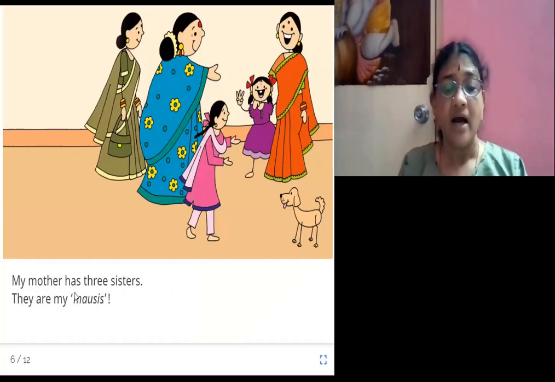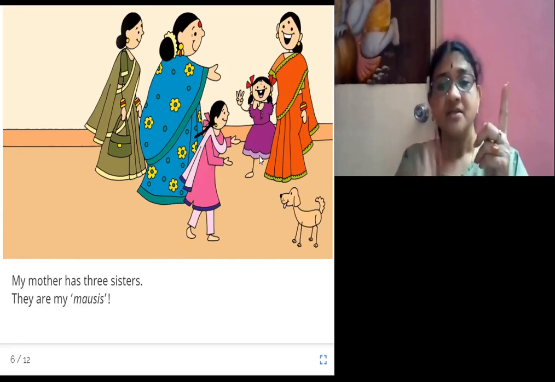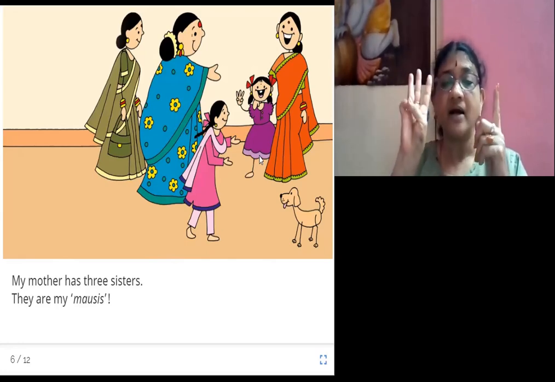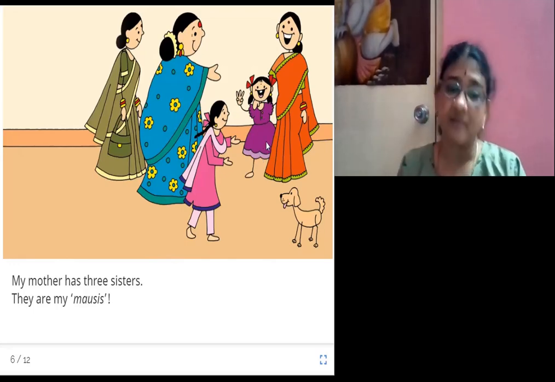My mother has three sisters. They are my mousies. So these are her mousies. Mousies is also a Hindi word, which means auntie. These three ladies are this Tuk Tuk's mother's sisters. There are three sisters for this girl's mother.